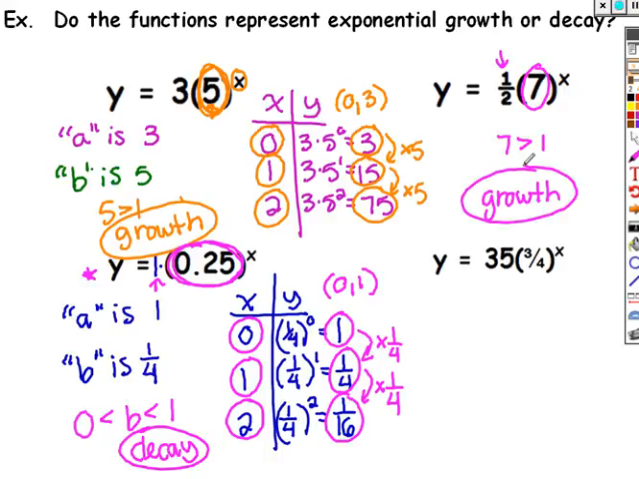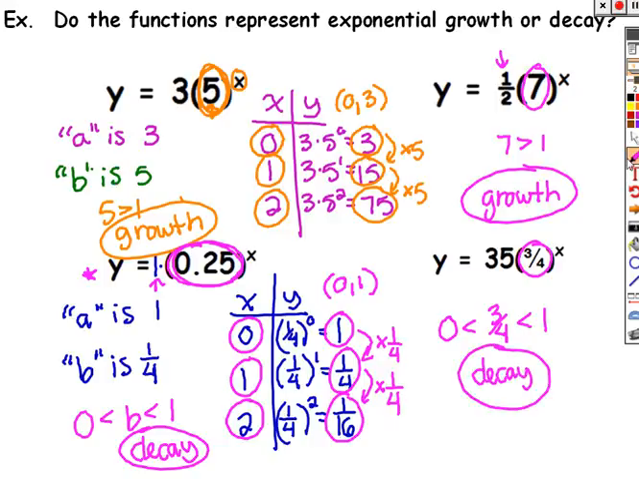If I start at a half and keep multiplying times 7, times 7, times 7, I'm going to get larger numbers. And then here I'm starting at 35, and if I multiply by 3/4, 3/4, 3/4, as x gets bigger, y is going to get smaller. So since 3/4 is less than 1 and greater than 0, this is going to be exponential decay. So the main thing I'm focusing in on here is that b value. And notice on all of these examples, the number out front is positive.